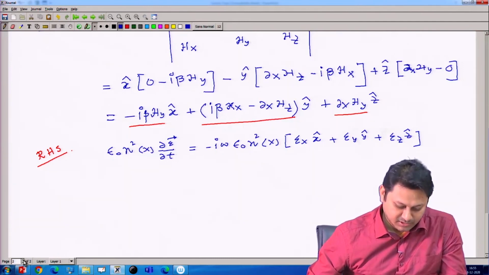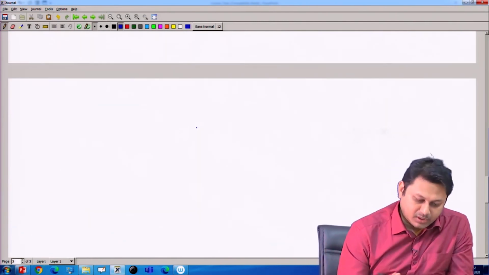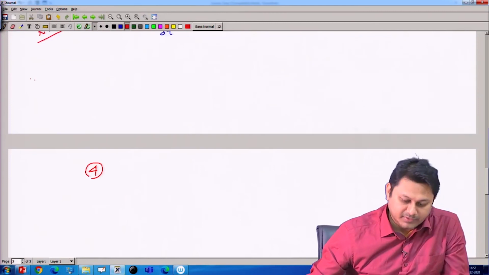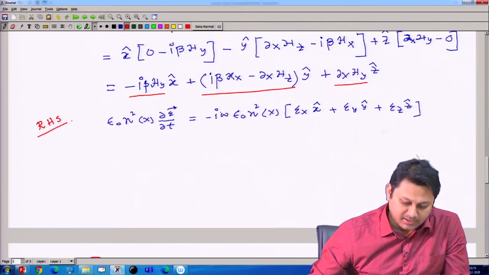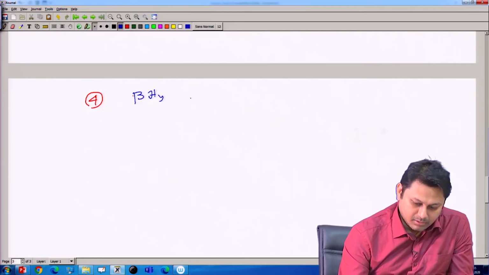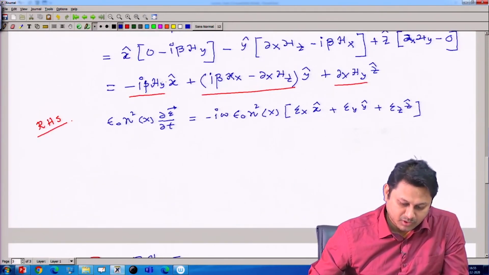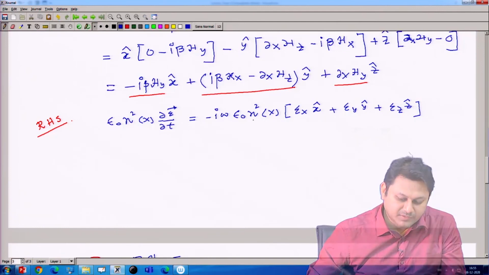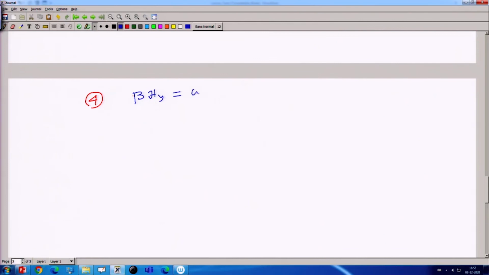So, let me go to the next page. So, I have equation 4, equating the x component, whatever we have in the 2 equations, here i beta and this. So, I have simply beta h y is equal to, let me see what we have, the minus i cancels out. So, it should be omega epsilon 0 n square as a function of x times E x, that is my equation 4.